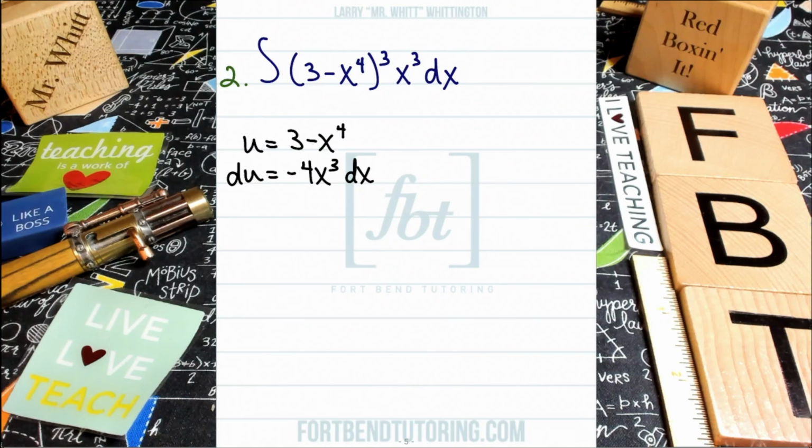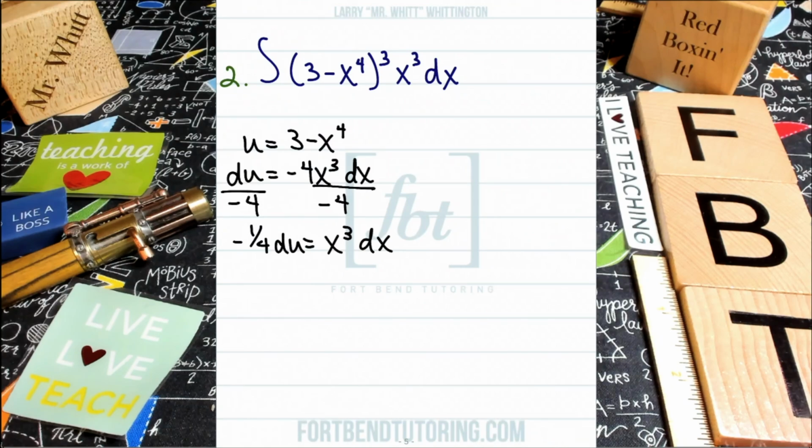The next thing you want to do is analyze your result of the derivative of u. Well, it's close, but it's not exactly what we had in the original integral, now is it? We have negative 4x cubed dx. However, in the original integral, we have x cubed dx. So that's when you're able to use your creativity in this process. Notice that if I divide both sides of the equation by negative 4 and simplify, I can now rewrite it as negative 1/4 du equals exactly what we need, which is the x cubed dx, right? So now we have all of the pieces of the puzzle to rewrite the original integral.